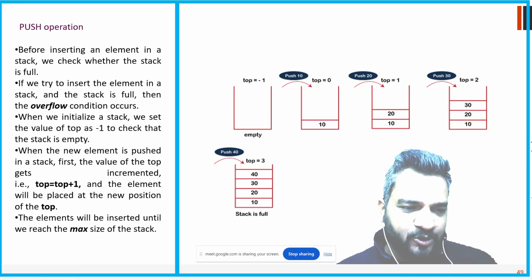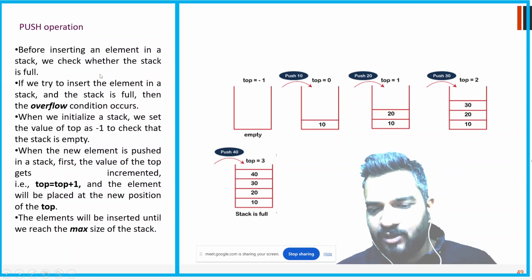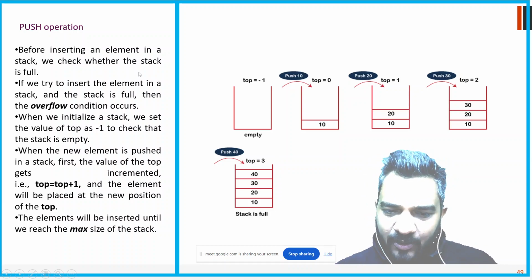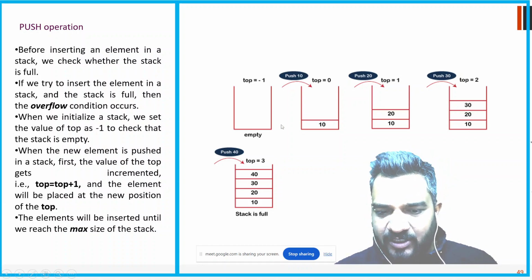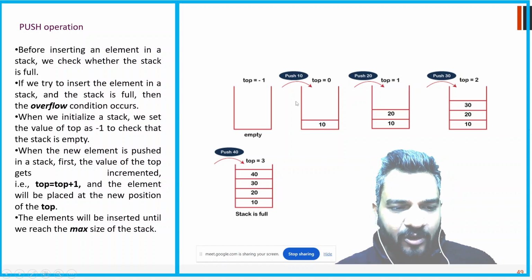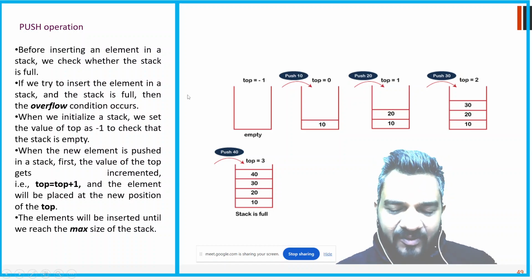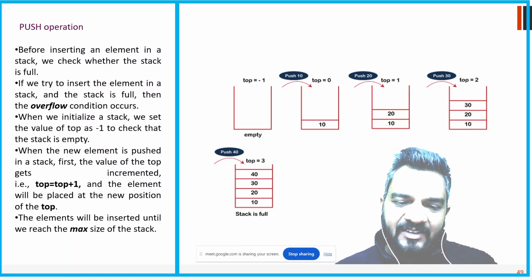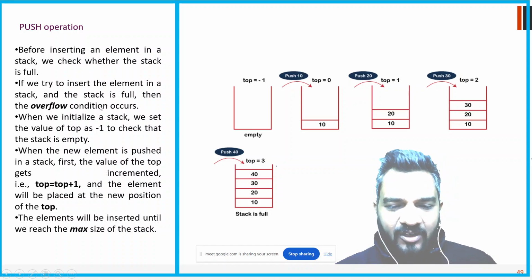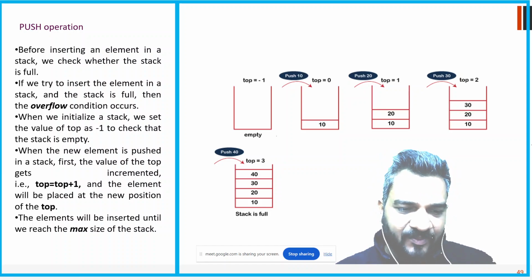So how do we do the push operation? Before inserting an element in the stack, we check whether the stack is full or not. If we try to insert an element and the stack is full, then the overflow condition occurs. It means if we can store five numbers and we have already entered five numbers, and we try to enter one more number, it will show an overflow state. It is already full, we can't enter more numbers, right?